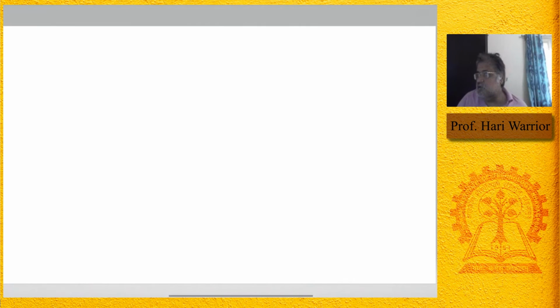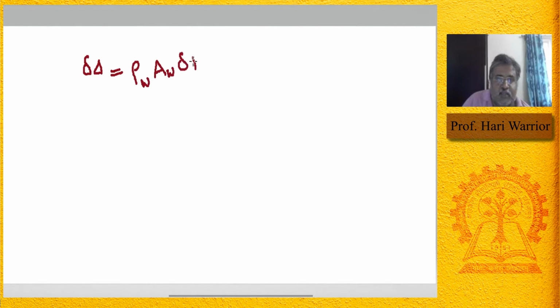Now, we know that when a body is floating in water, and if we add a small weight to it, let's say its weight will increase by this much. Delta is the weight of the ship. I added some weight to it, and let's assume that the weight increased by so much, which is basically the weight of the thing added. So basically the weight of the ship increased by so much. This will be equal to the weight of the additional fluid of water displaced, which will be given by rho of water, area of water into delta T.